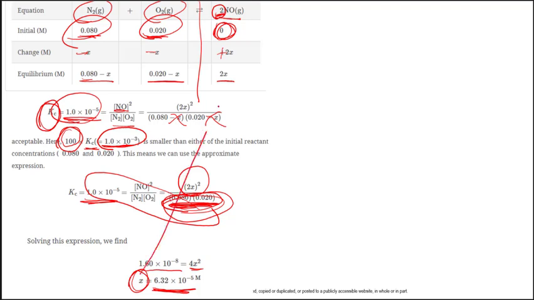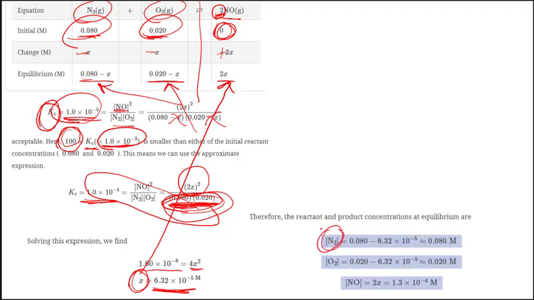Then I'm going to take that x and plug it into each one of those equilibrium expressions, giving me 0.08 minus x, so a concentration of about 0.08. If I actually did this out, it's going to be 0.07999, about 0.08. It barely changes it. For oxygen, 0.02 minus that teeny little number, again, is about 0.02. It's barely touching it. And for NO, I'm going to do 2 times x, and that would be 1.3 times 10 to the negative 4th M.